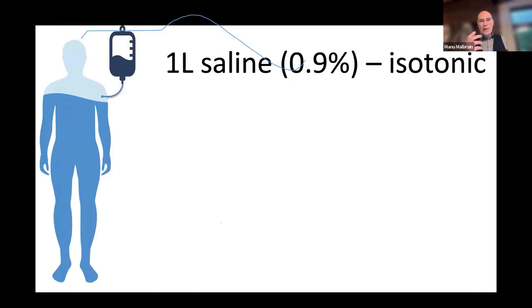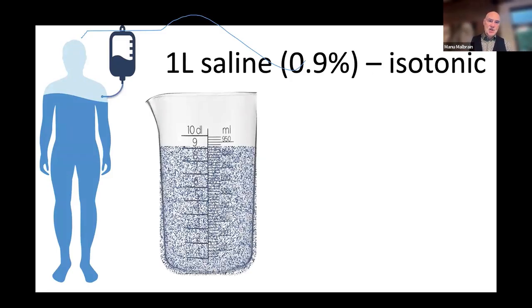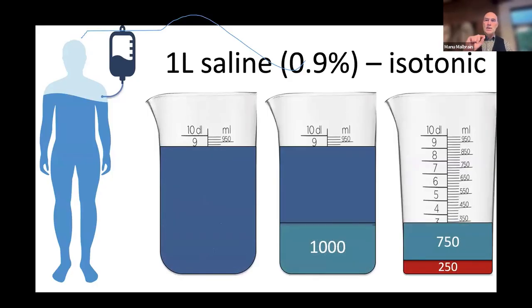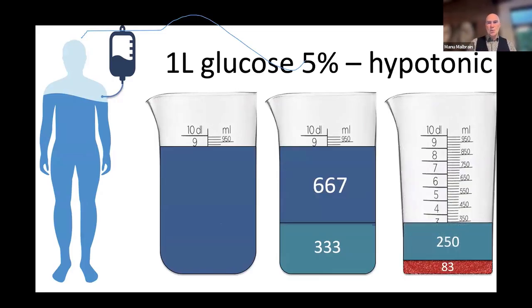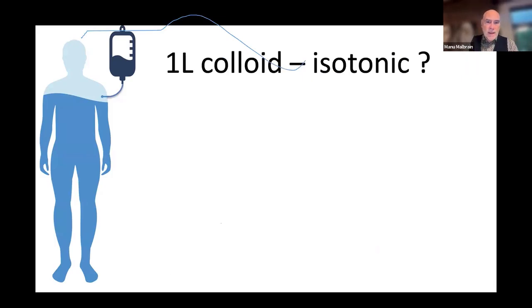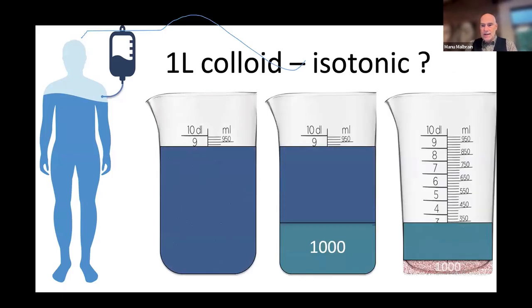Now, if you would administer 1 liter of an isotonic fluid like saline and check after 1 hour, only 250 ml would be intravascularly. If you would give a hypotonic solution like glucose, dextrose, only 8% would be intravascularly, and you can see that the vast majority is intracellular. So hypertonic solutions are good for cellular dehydration. Now, if you would give a colloid solution, then after 1 hour, at least 100% would remain intravascularly.